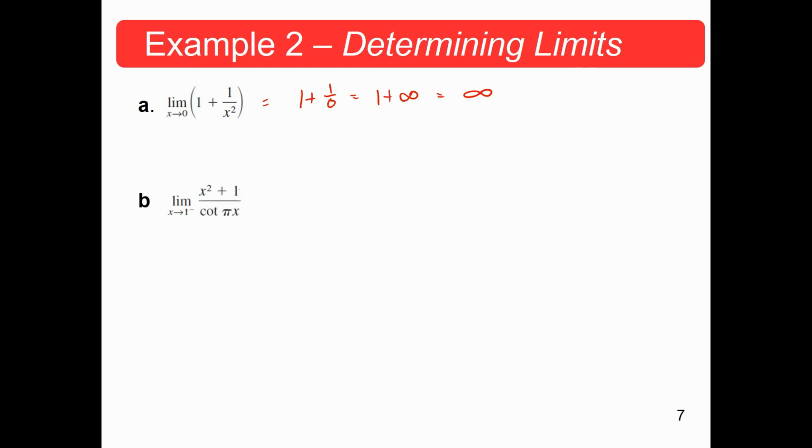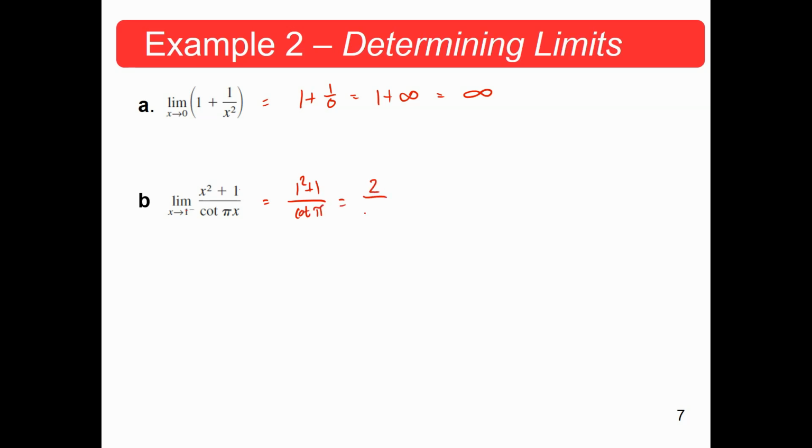What if we've got the limit as x approaches 1 from the left of (x squared plus 1) over cotangent of pi x. Before we even do anything, let's try to just plug 1 in, because if it's an actual limit, then we know that the left-hand limit and the right-hand limit are the same. We just get that value. So if we plug 1 in, we get 1 squared plus 1 over cotangent pi.